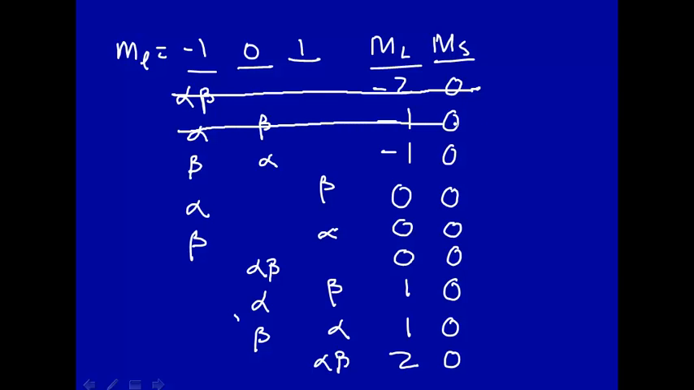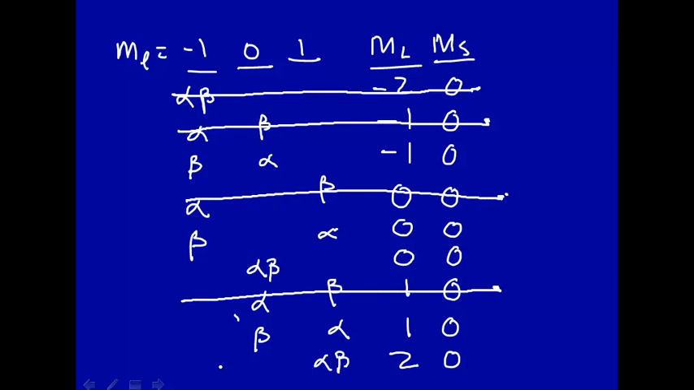M sub l equals minus 2, minus 1, 0, M sub l equal plus 1, and M sub l equal plus 2. So we've taken care of these 5 possible combinations of alpha and beta and M sub l and so on with our term symbol, singlet D.